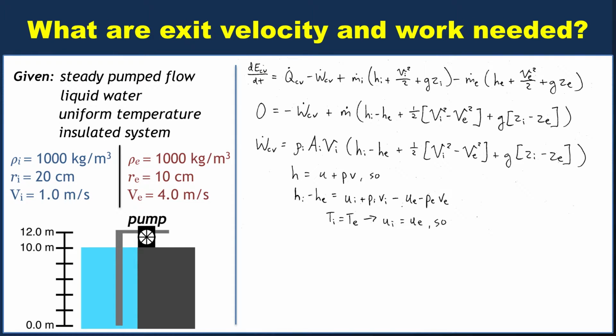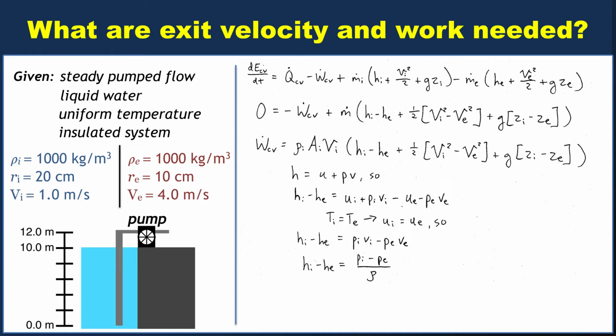So we can use that to get rid of the little u's, and HI minus HE just becomes the difference in PV. We can rewrite this in terms of the density, remembering that we have the same specific volume at the inlet and exit, so we must have the same density. It's water. So if we do that, the difference in little h becomes the pressure difference divided by rho.